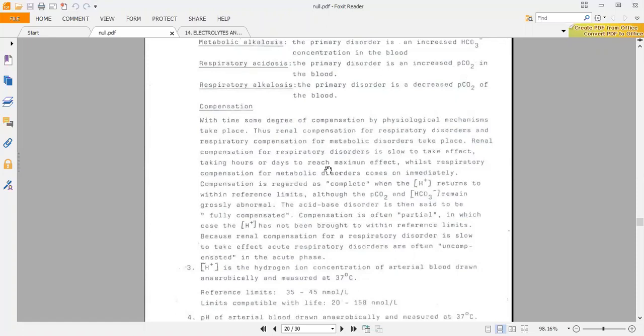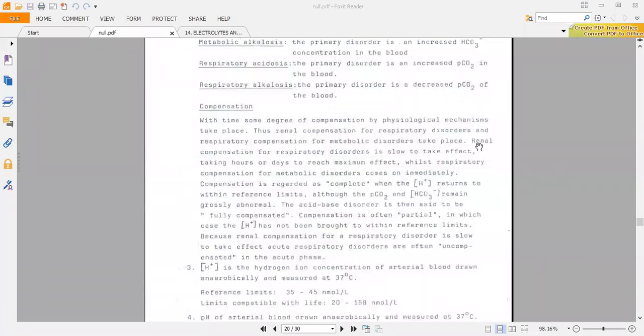Good. So here we are seeing, let me just read this part. Renal compensation for respiratory disorders, and then respiratory compensation for metabolic disorders. I have explained: if you have metabolic disorders, the respiratory system is going to compensate, and when you have respiratory disorders, the renal system is going to compensate.